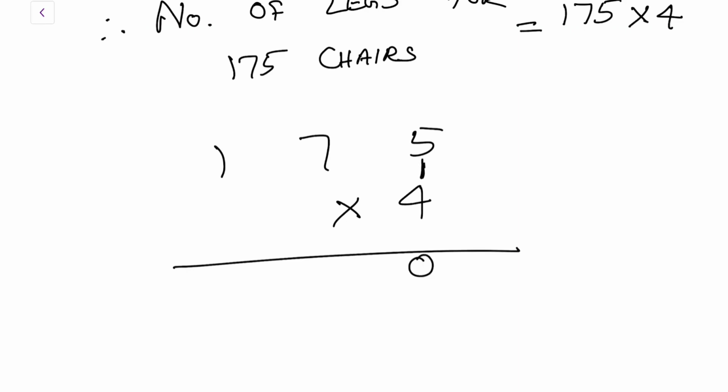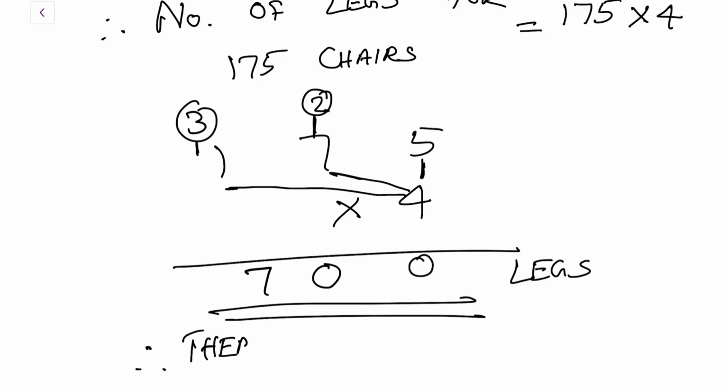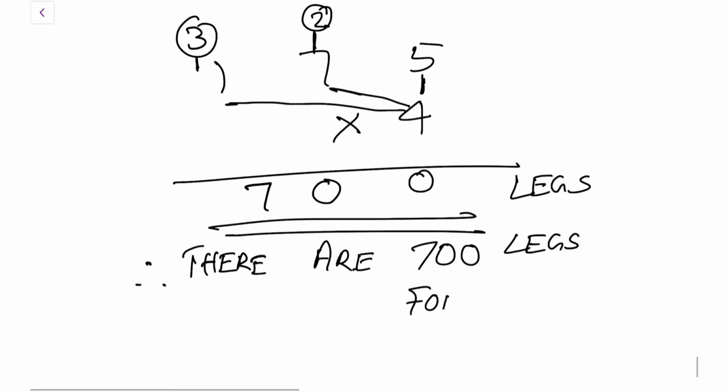5 4s are 20. 2 gets carried over. 7 4s are 28. 28 plus 2 is 30. 3 gets carried over. And finally 4 into 1 is 4. 4 plus 3 is 7. So you see we have 700 legs. Okay. Therefore, there are 700 legs for how many chairs? 175 chairs.